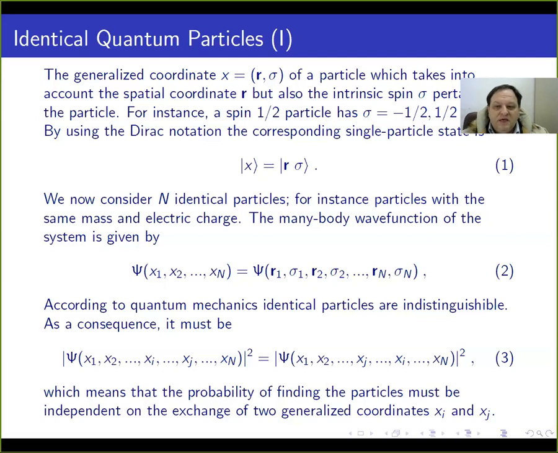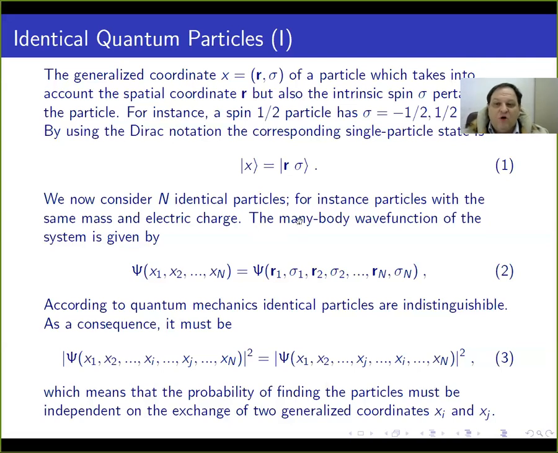By using the Dirac notation, the corresponding single particle state can be written as ket x, where obviously this actually means ket r, bold R, sigma. Now we consider n identical particles, identical particles with the same mass and the same electric charge.